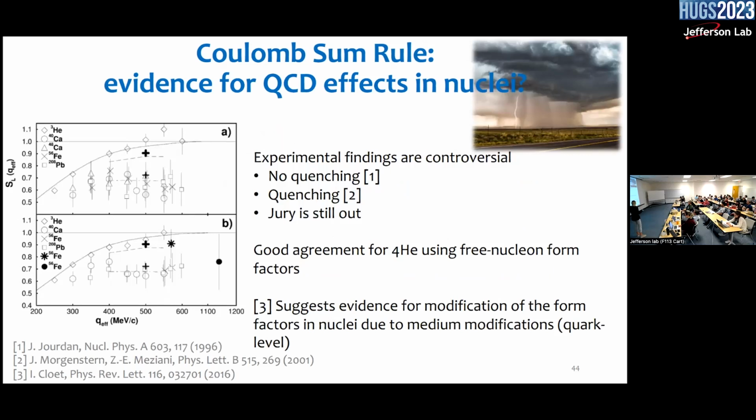But the experimental findings are kind of, the jury's still out. So I put a few references here, right? So in one set of experiments, they basically see no quenching. So they see what they call, this thing is climbing and it's going to 1. So this is that Coulomb sum on the vertical axis, right? So they see that everything kind of goes to 1 and they're happy. Job is done, it makes sense.